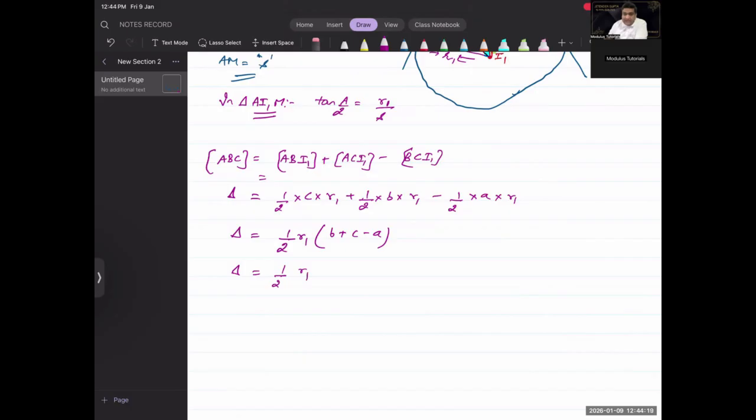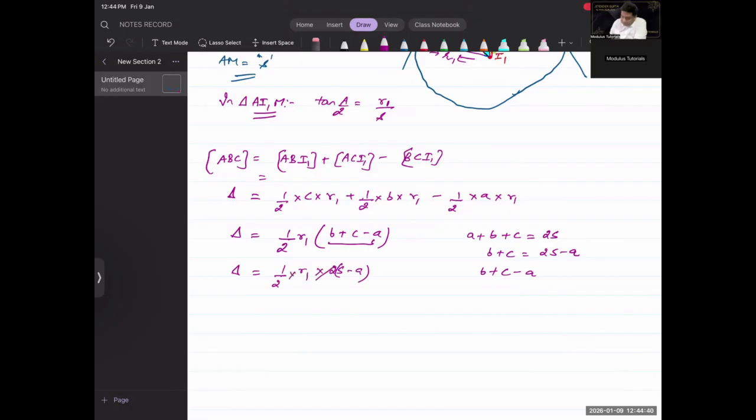See, we understand what B plus C minus A is. A plus B plus C is 2S, right? That is the perimeter. So B plus C is 2S minus A. Subtract one more A, so this will be 2S minus 2A. So this is what we have.